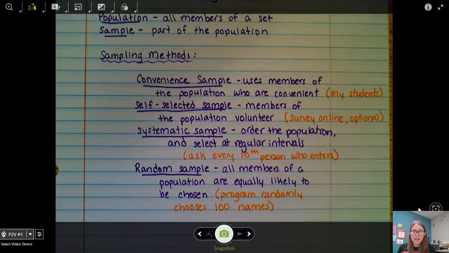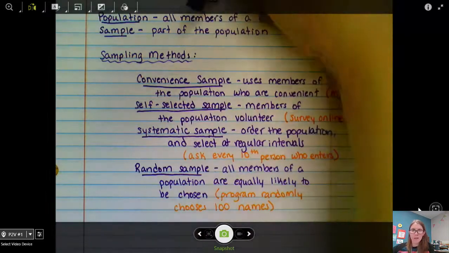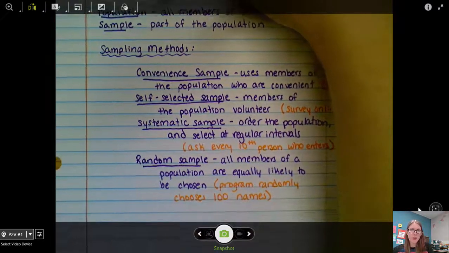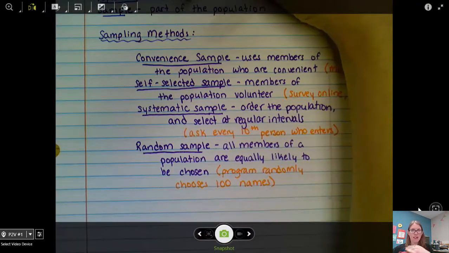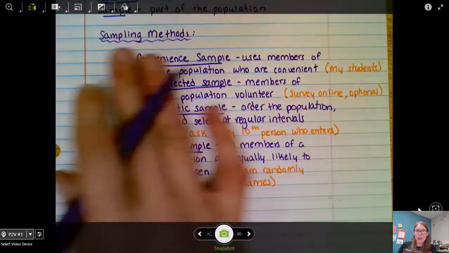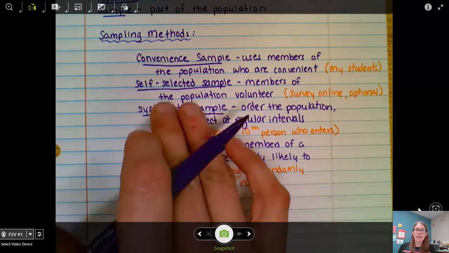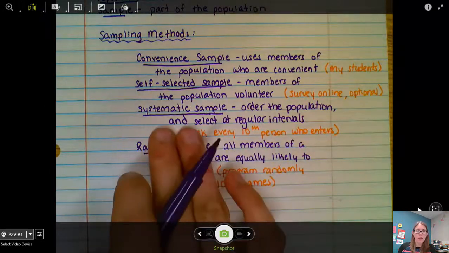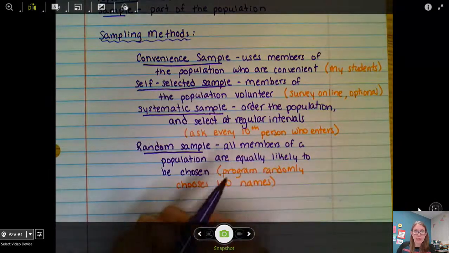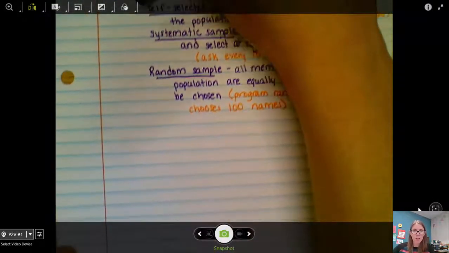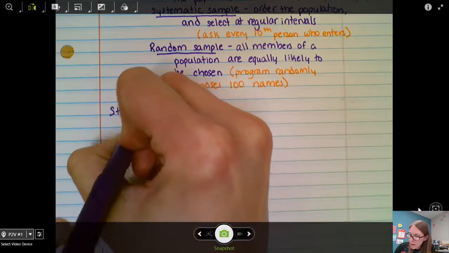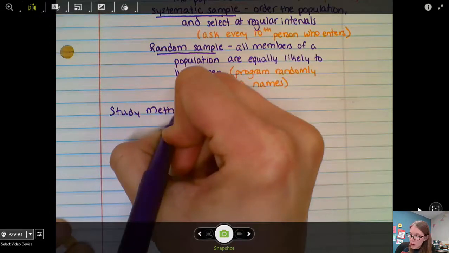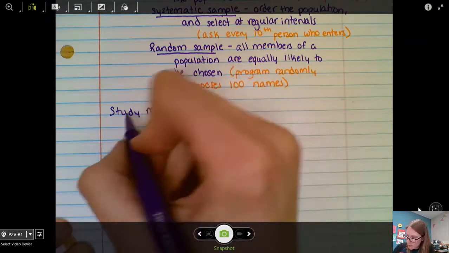So one last little group of vocabulary. Once we figure out how we're going to sample our people, there are a couple different ways to actually get information. Sampling methods come first because these affect the groups of people that we are choosing to ask for information. But then the way that we get information comes from our next little group of study methods.